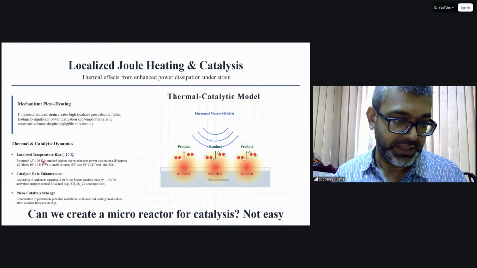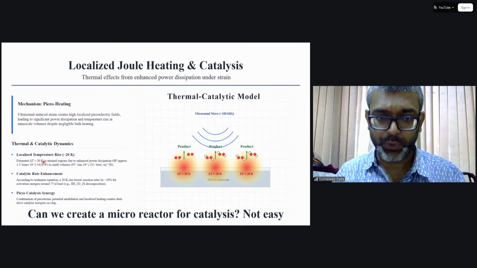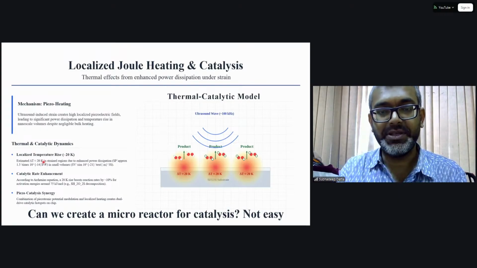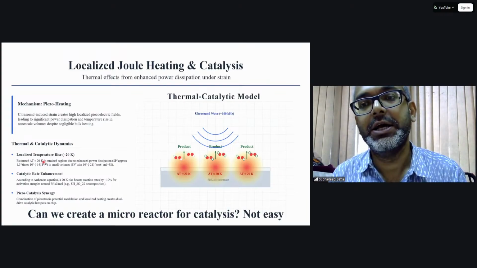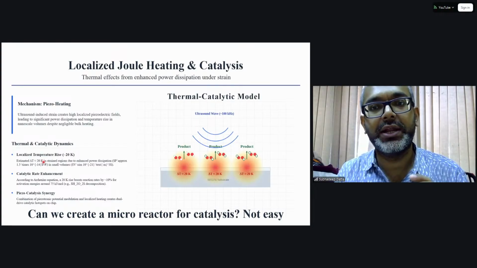Now think about it. Now we are trying to connect chemistry to this experiment. We have a microelectronic chip.